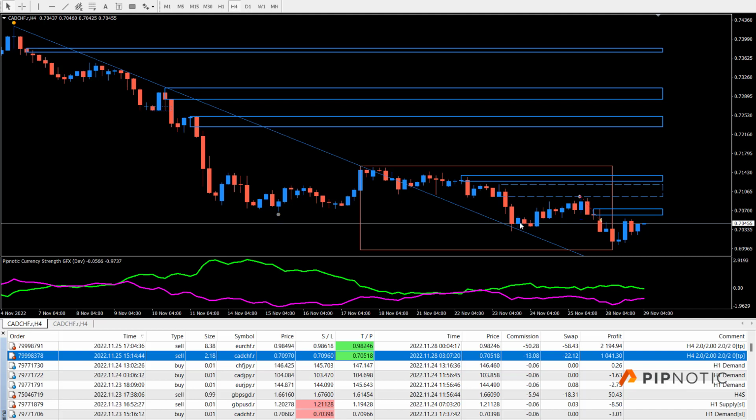Okay, so 1, 2, 3, 4, 5, 6, 7, 8, 9, 10, 11, 12. The 12 times 4, so 48 hours, 2 days after this area was formed, price came back. So maybe not much has changed during that period. And then price poked into it, and then we left, and we had a lovely, lovely reaction.